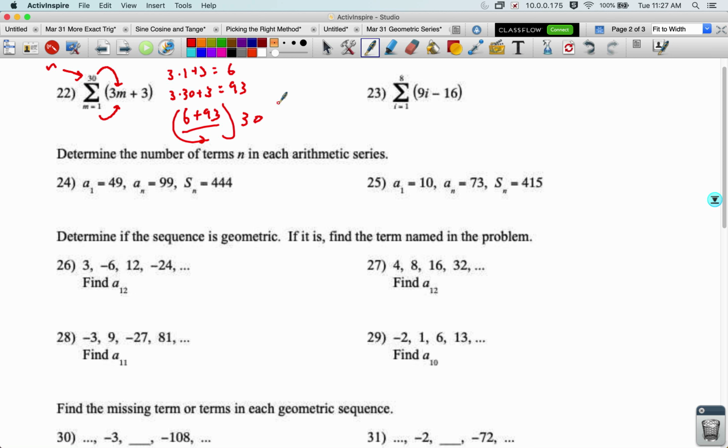So (6 + 93) divided by 2 times 30, I get 1,485.